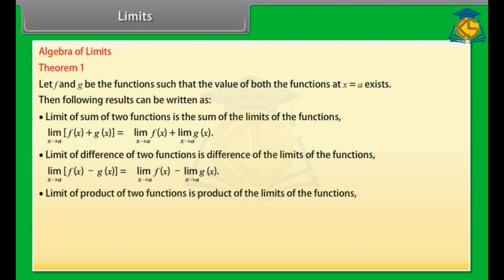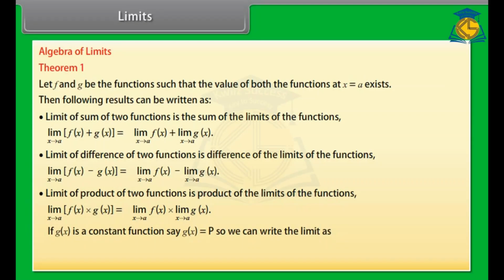Limit of product of two functions is product of the limits of the functions. Limit x tends to a of f(x) into g(x) is equal to limit x tends to a of f(x) multiplied by limit x tends to a of g(x). If g(x) is a constant function, say g(x) is equal to p, so we can write the limit as limit x tends to a of p into f(x) is equal to p multiplied by limit x tends to a of f(x).